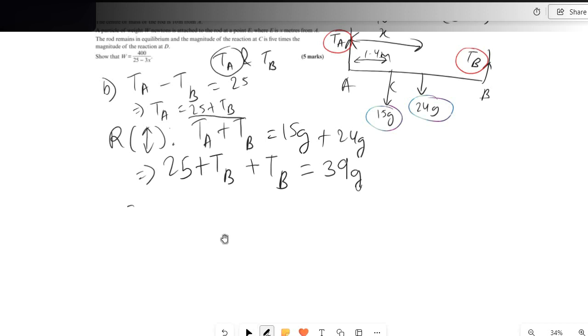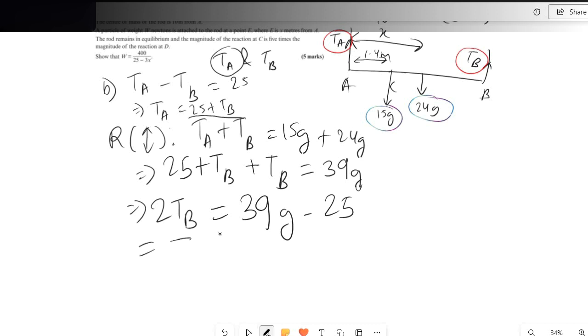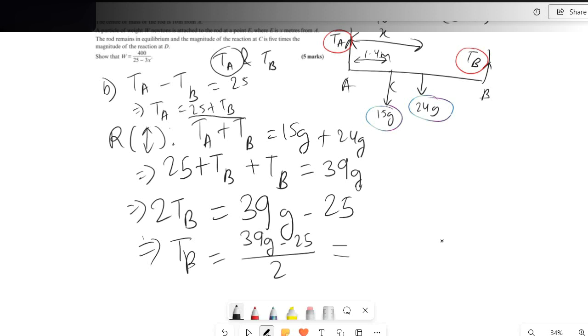So further simplifying, we get 2 multiplied by the tension at B is equal to 39g minus 25 newtons, and therefore solving for TB we get 39g minus 25, whole divided by 2, and this will be equal to 178.6 newtons.